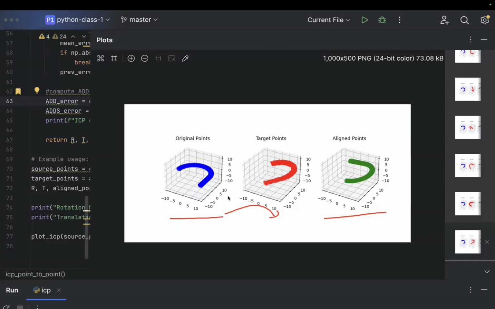Is it the right alignment? Is it a good solution? Why? Come on, it's flipped, right? It's flipped. Why is it flipped? What happened? You see the straight arm is here. It's on this side instead of this.